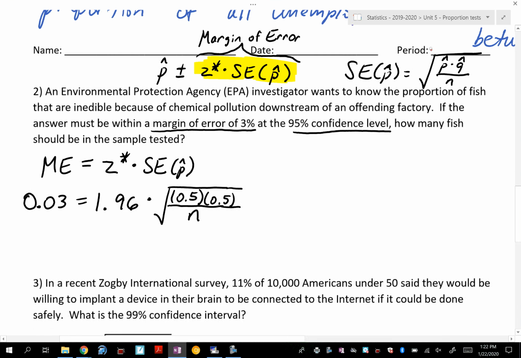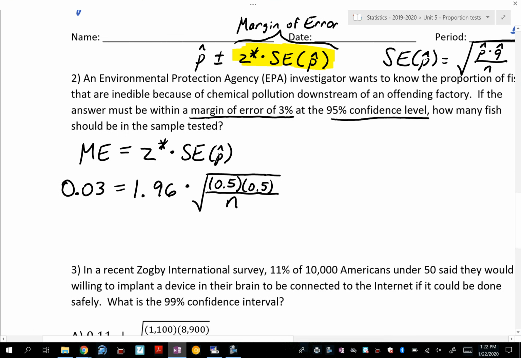So I'm not going to multiply. I'm going to divide both sides by 1.96. Doing that is going to move this z star to the other side.